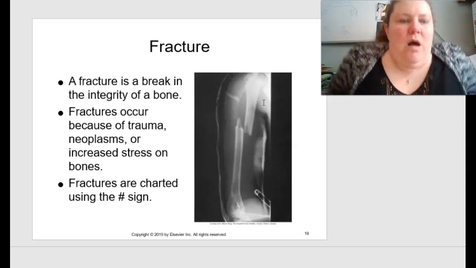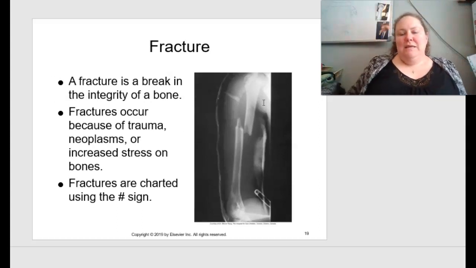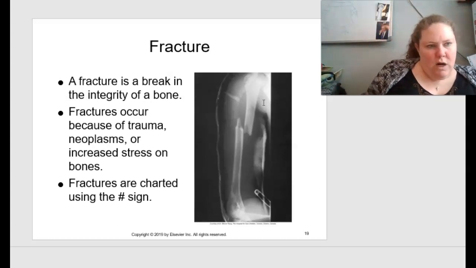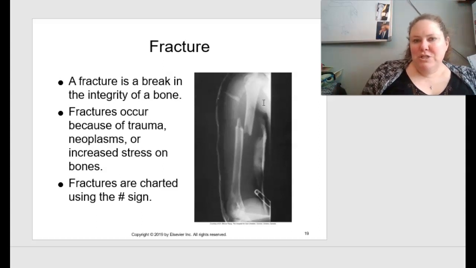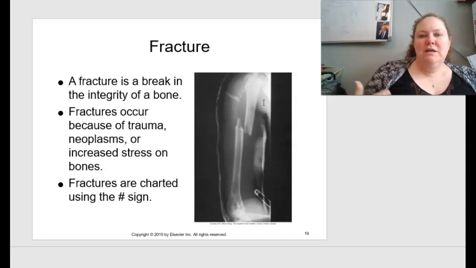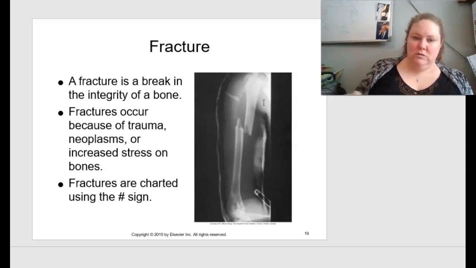And so moving on to some of the diagnostic things that we can look for, what happens if we have a fracture, right? Well, a fracture is a break in the integrity of the bone. Fractures occur because of a trauma, from neoplasms, or from increased stress on the bones. And fractures are charted using the pound sign.